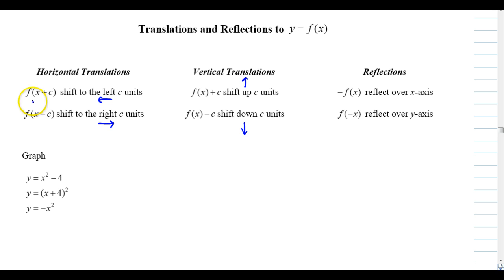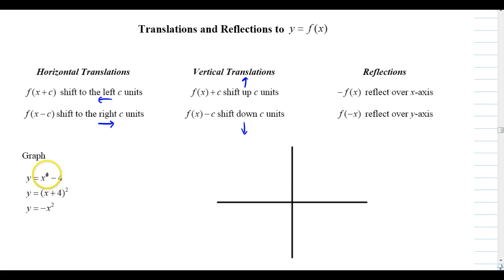So let's do some quick examples, all on the same xy plane here. So let's go ahead and draw ourselves a little xy plane. And we're going to start by graphing x squared minus 4. So first thing we need to remember is the parent function's graph.